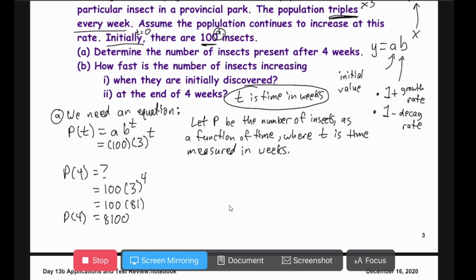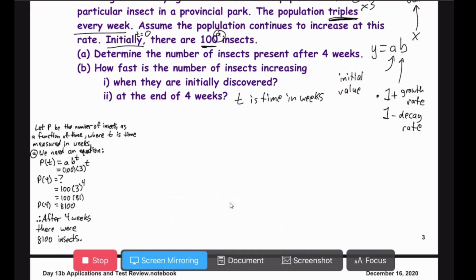And it's a word problem, so we should have a concluding statement. So we'll say, therefore, after 4 weeks, there were 8,100 insects. All right, I'm going to resize this and move this off to the side so we have room to answer B. Make sure you've had a chance to look and read through this before I make it tiny.